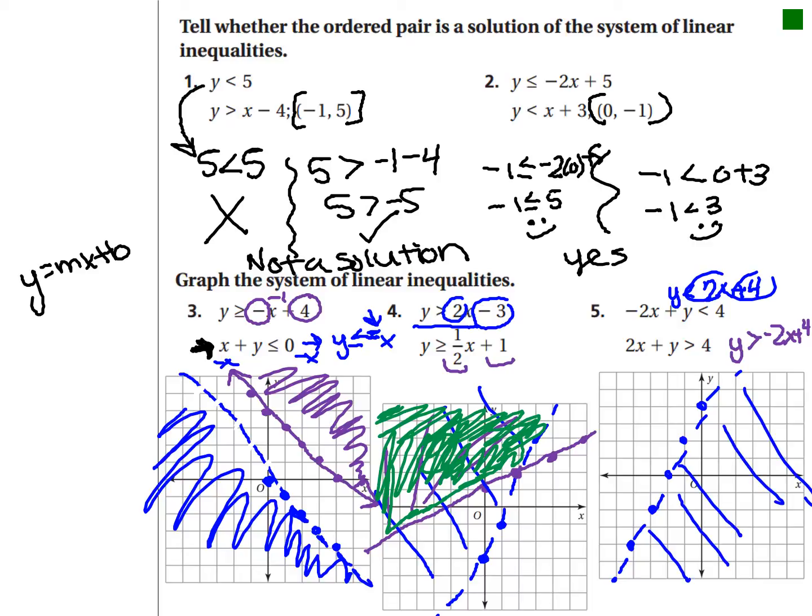All right, negative 2x, 4, 1, 2, 1, 1, 2, 1. All right, and this is also going to be a dotted line, and now we're going to shade where the y is greater than. Y is greater than here. Okay, where do they collide? They collide right here in our inequalities.